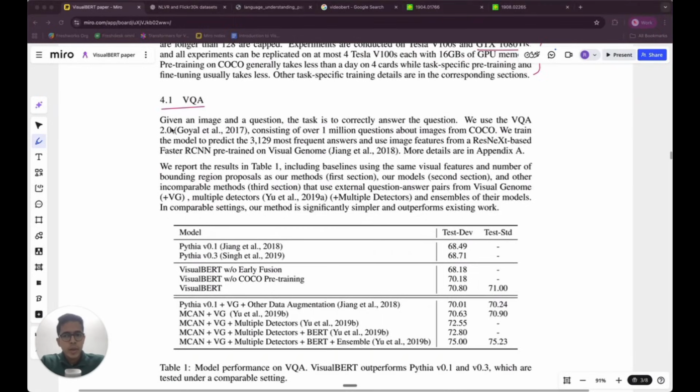Let's start with VQA. Given an image and a question, the task is to correctly answer the question. We use the VQA 2.0 consisting of over 1 million questions about images from COCO. We trained the model to predict 3,129 most frequent answers and use image features from ResNeXt based Faster RCNN pre-trained on Visual Genome. More details are there in the appendix.